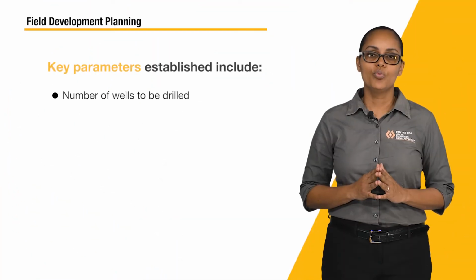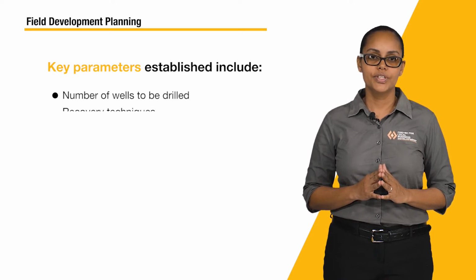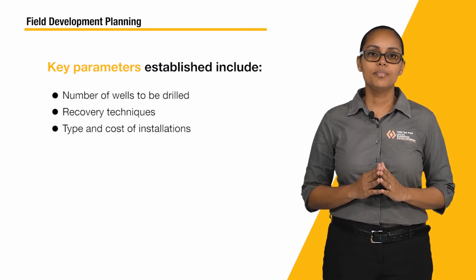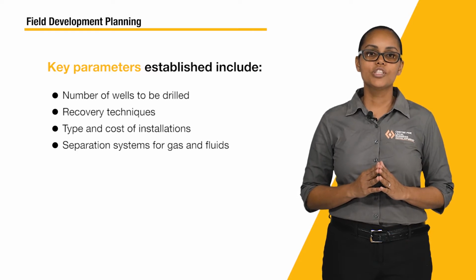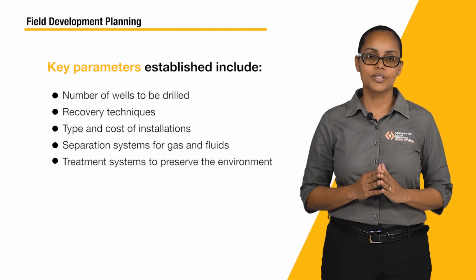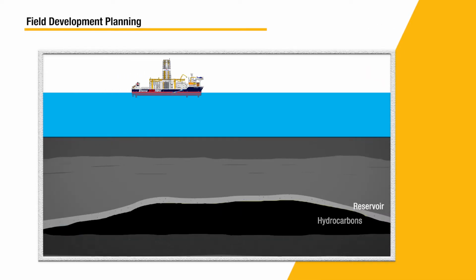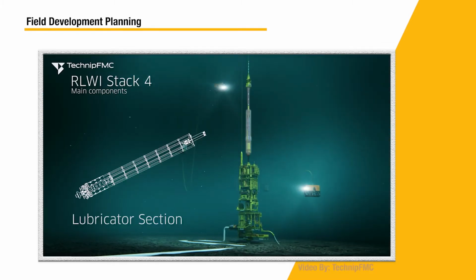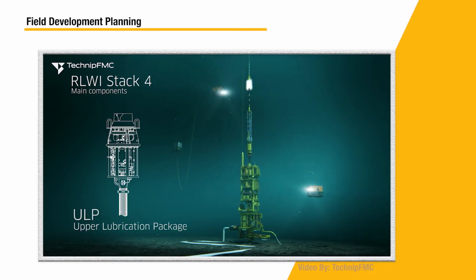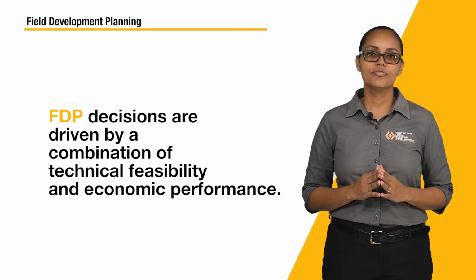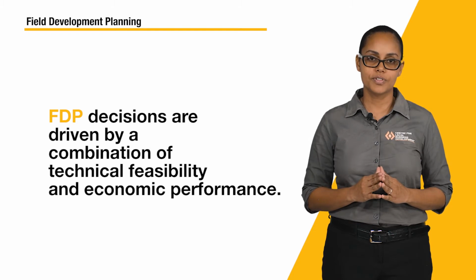Some of the key parameters established include the number of wells to be drilled to reach production objectives, the recovery techniques to be used to extract the fluids within the reservoir, the type and cost of installations, the separation system for gas and fluids, and treatment systems needed to preserve the environment. There are different types of wells: vertical, horizontal, and deviated, all of which may require a variation of tools for completion. Ultimately, FDP decisions are driven by a combination of technical feasibility and economic performance.